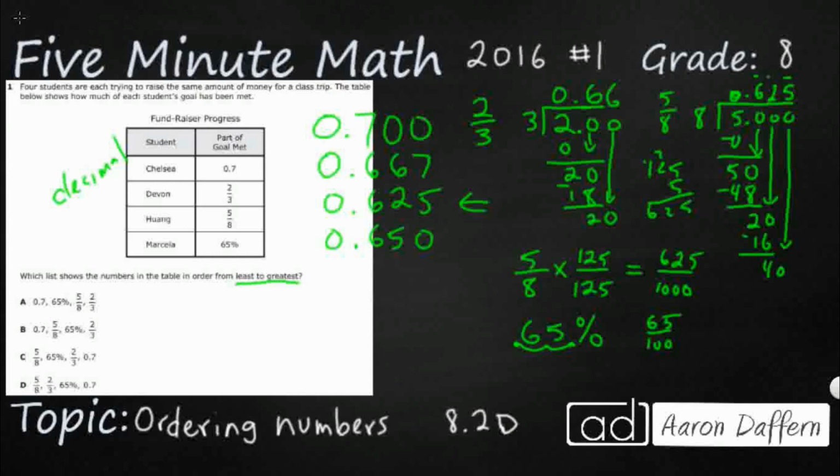All right, so it looks like our least is going to be our 5/8. And then our next is going to be the 65%. Next is going to be 2/3. Biggest is going to be that 0.7. Our answer here is C.